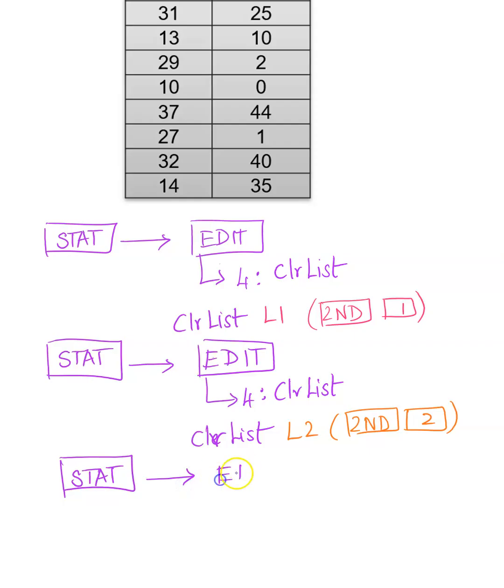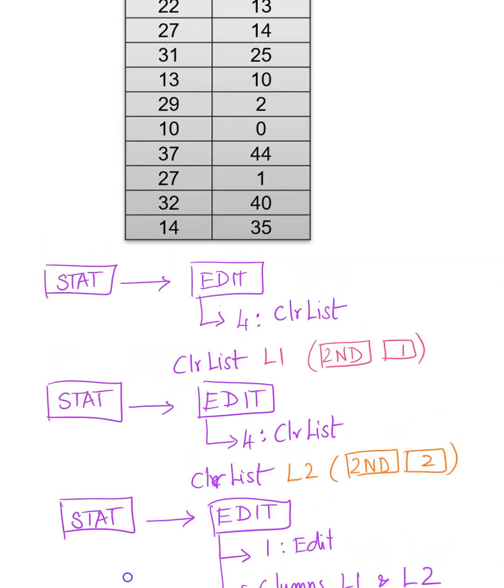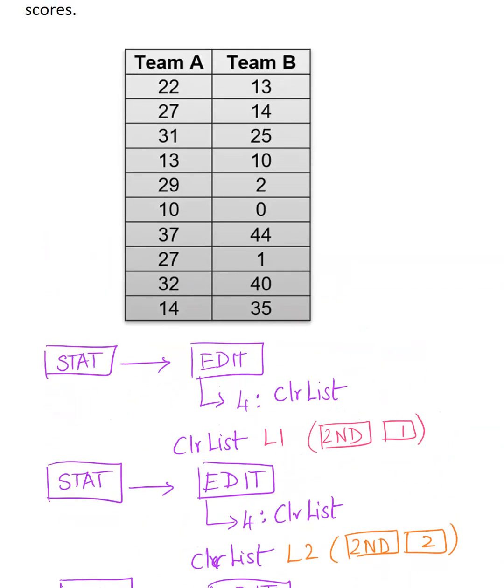and then go to Edit, and there it's the first menu which says Edit. And that's where you will enter columns L1 and L2 for Team A and Team B from here. Okay, so it's a good idea to pause the video at this point and enter the values.